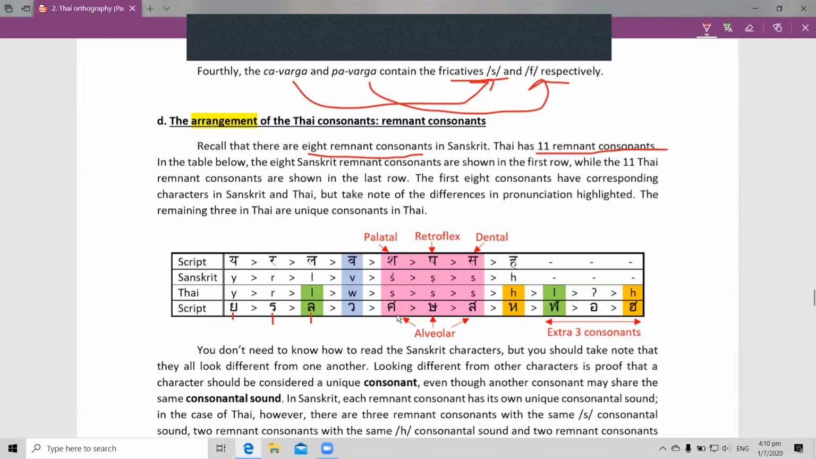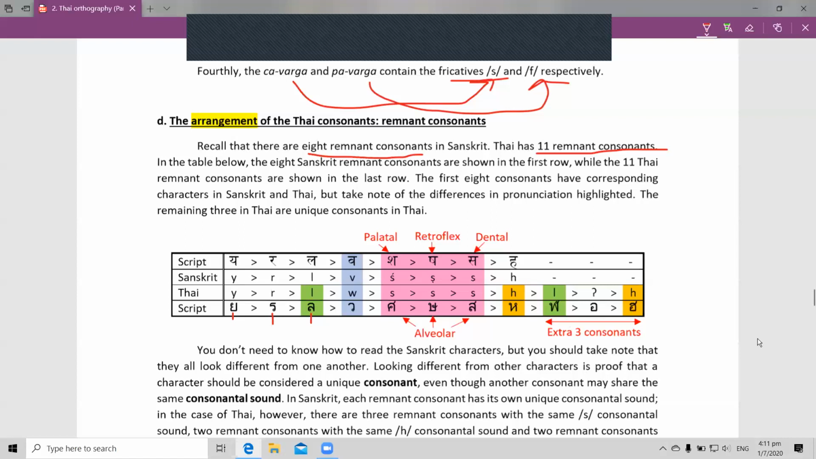For the v sound in Sanskrit, in Thai, we don't have the v sound. We have the w sound. Say wa. The rest are all sounds that we have in Sanskrit already. So yo, ro, lo, right? In Sanskrit, we have ya, ra, la, same consonantal sound, and also the h sound.